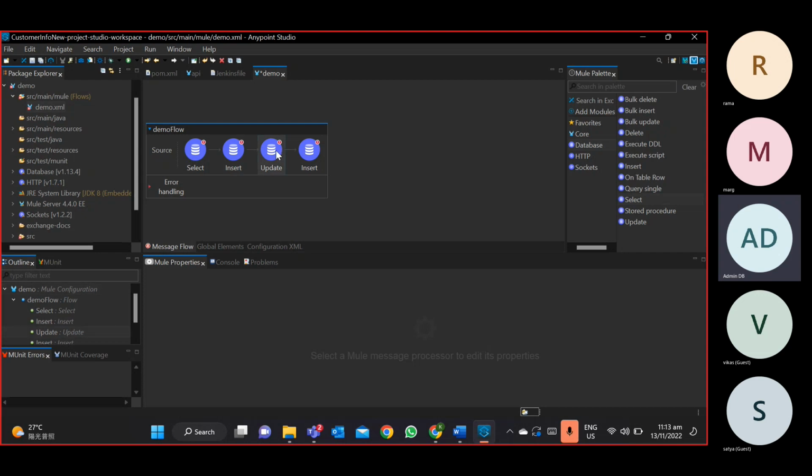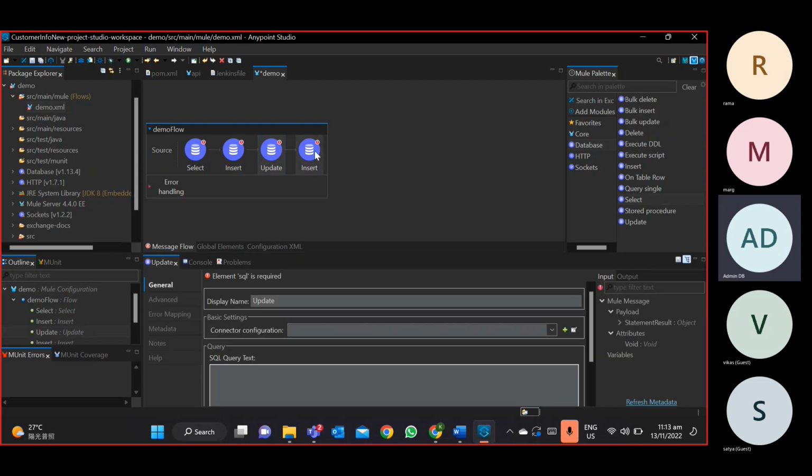So first commit: let's say this insert is successful, it will do the first commit. This update is successful, it will do the first commit. This insert is successful, it will do the first commit. Now, once all these three who are involved in the transaction complete their first commit, then the transaction manager will do commit 2.